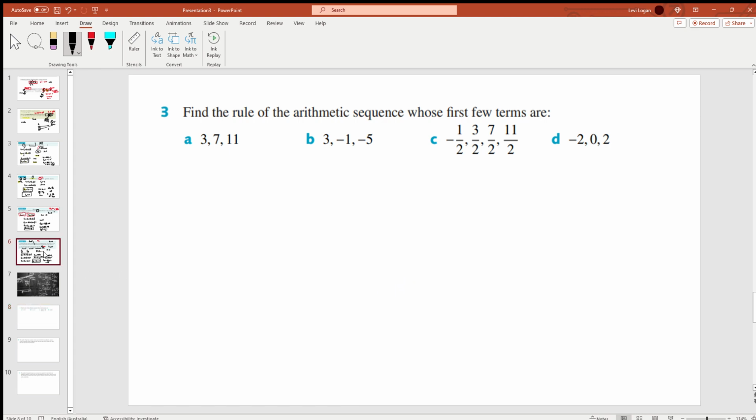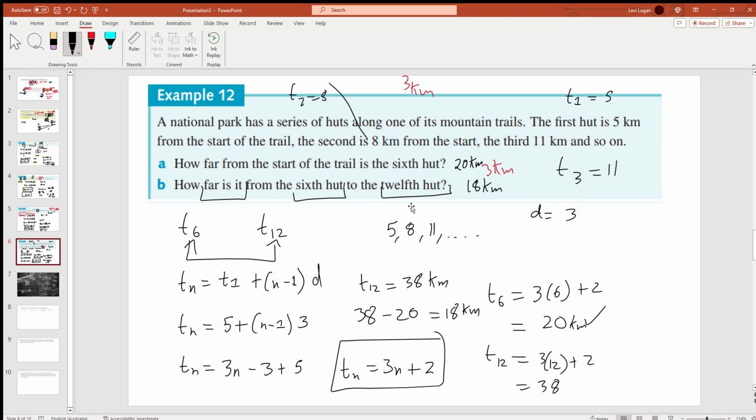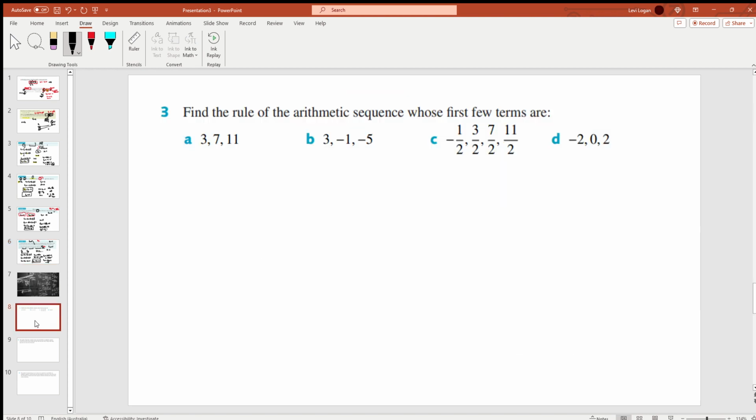So in the last video we took a look at this final example with the kilometers, and now we're just going to take a look at some actual questions here. Determine the rule for an arithmetic sequence whose first few terms are given. Let's just take a look at A.